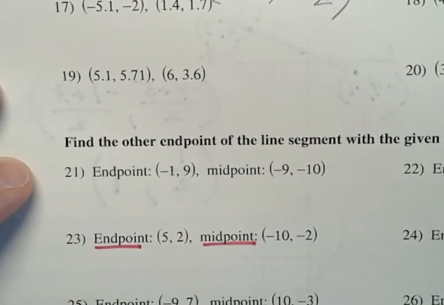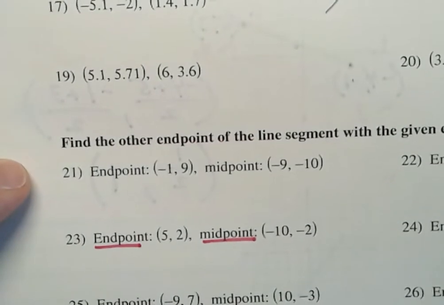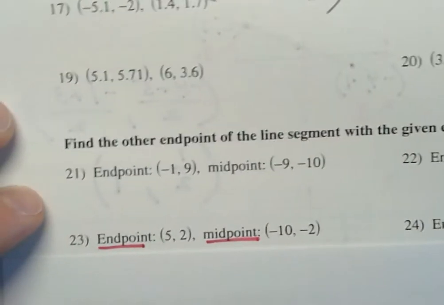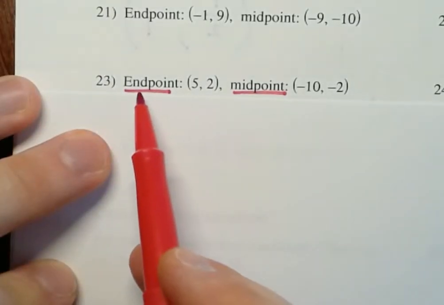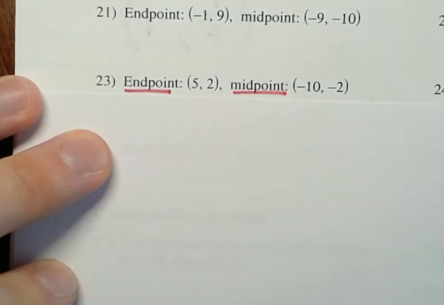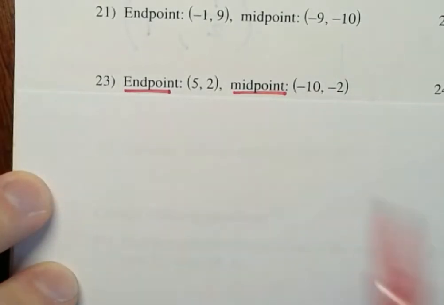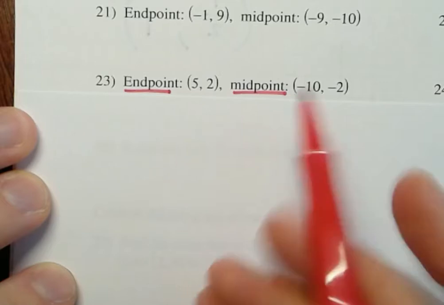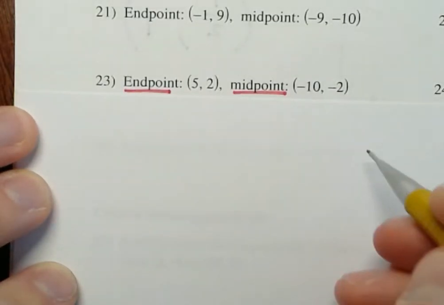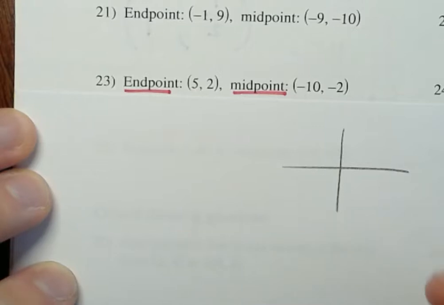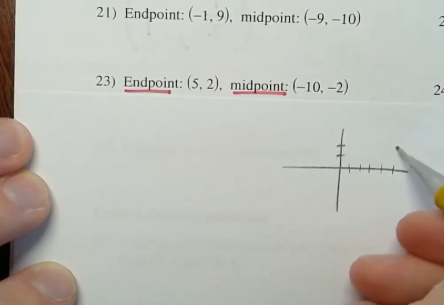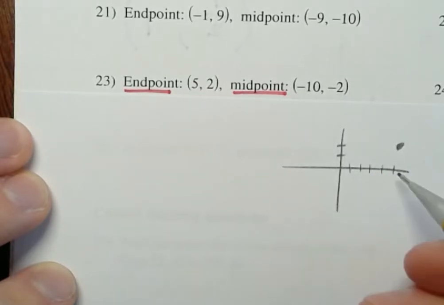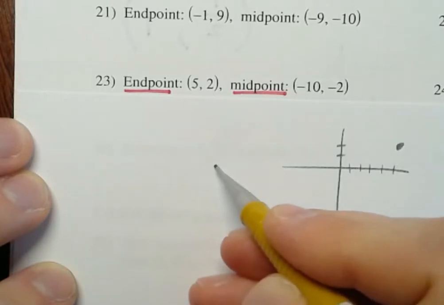Okay? So let's think about this. I'm going to slide on a piece of paper up here like this. Okay. So let's think about this one. Alright. So if I've already been given the midpoint, I'm going to have to do something to work backwards a little bit to figure out what the endpoint is. Okay, so it might help just to sketch a little graph out here to the side. An endpoint is going to be 5, 2. 1, 2, 3, 4, 5, 2. And then the midpoint is negative 10. So way over here, negative 2.